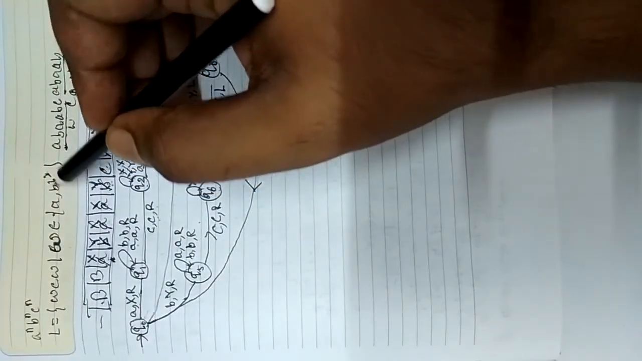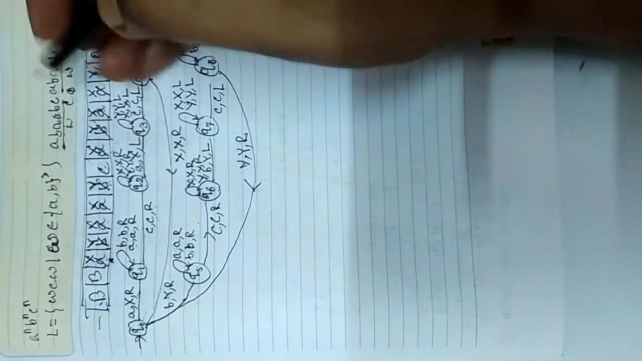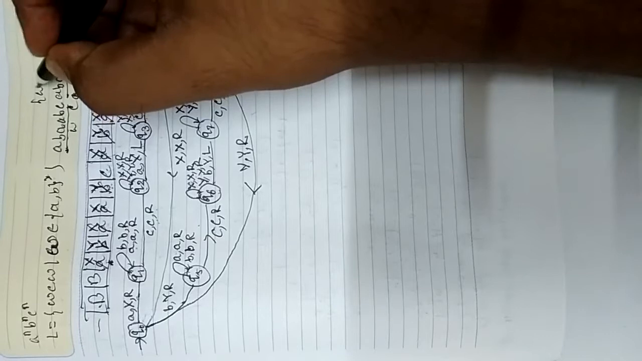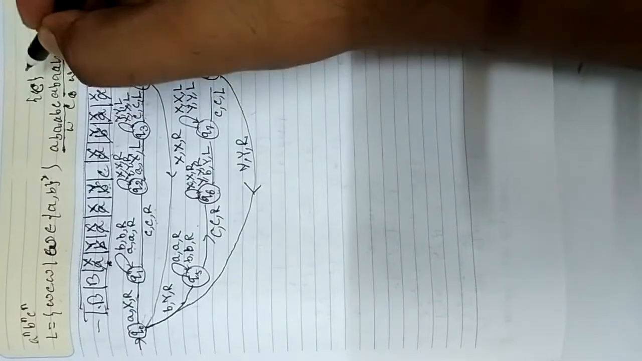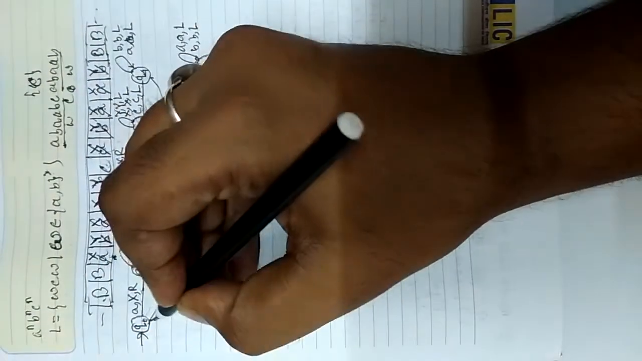Now see, one thing you have to think: suppose omega is in a b star, what does that mean? This omega can be of length 0. So if omega is of length 0, what will be the string? It will be only c.